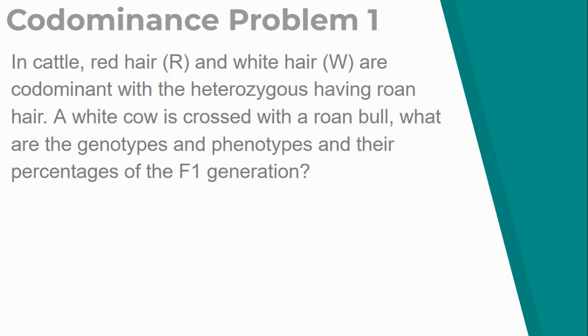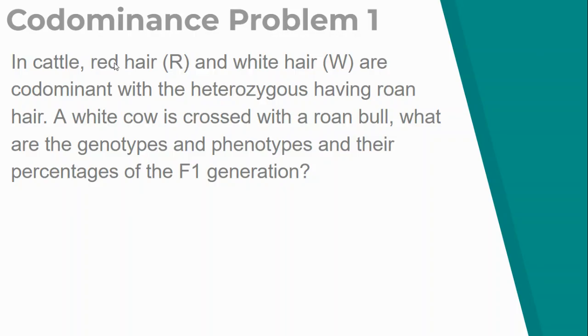So looking at a problem, we're going to do these problems the exact same way we did for incomplete dominance, where we're going to use two different letters to represent the alleles. And we're going to do step one the same way we did with incomplete, where we define all our genotypes. So in cattle, red hair and white hair are codominant, with the heterozygous having roan hair. A white cow is crossed with a roan bull. What are the genotypes and phenotypes and their percentages of the F1 generation?